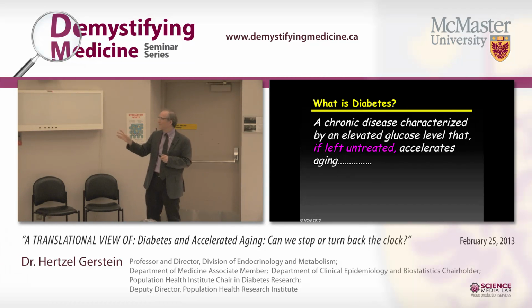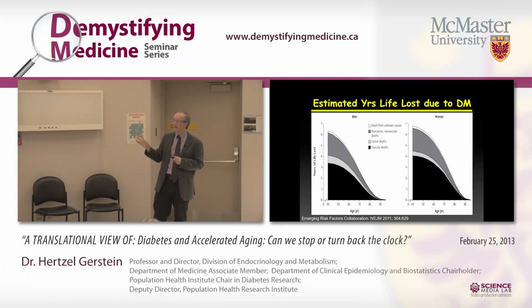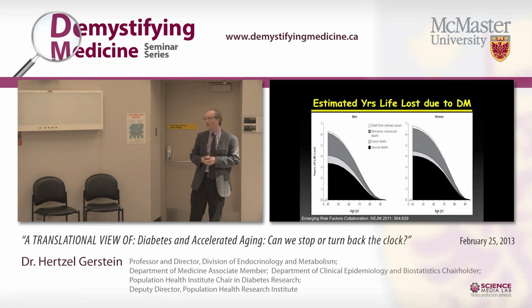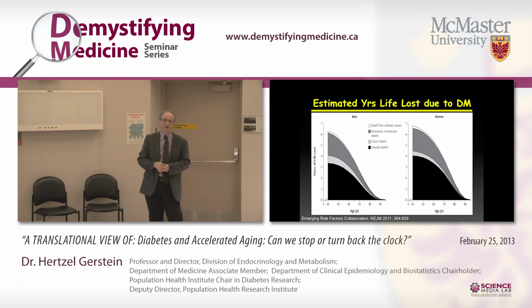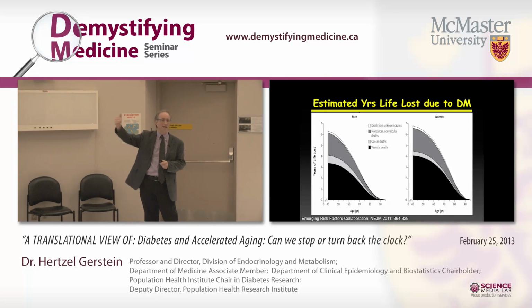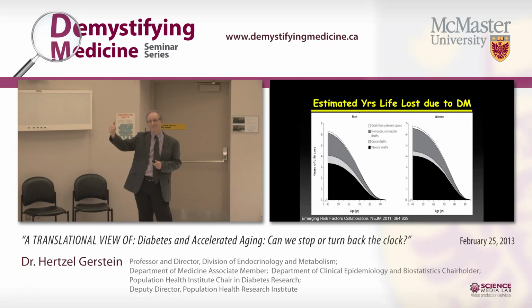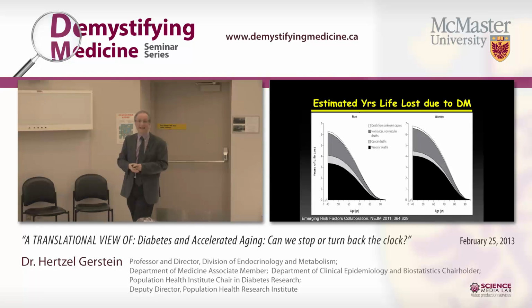So diabetes, as I said, if left untreated, it accelerates aging. And this is some data to show that. This is a study of a lot of people around the world. This is actually what's called a meta-analysis of a bunch of other studies that followed people with diabetes for many years and looked at and estimated how many years of life lost somebody, and many of these people were not treated, does diabetes take away.